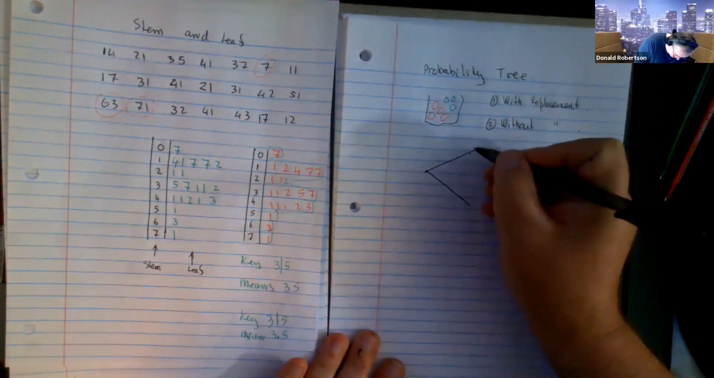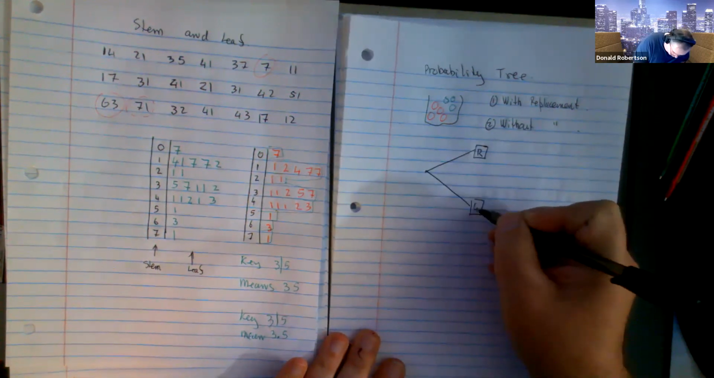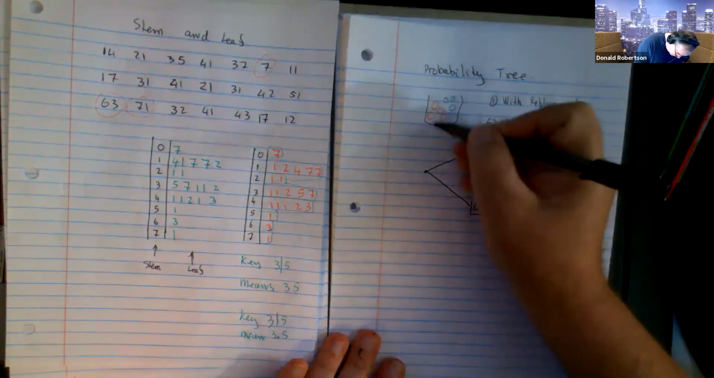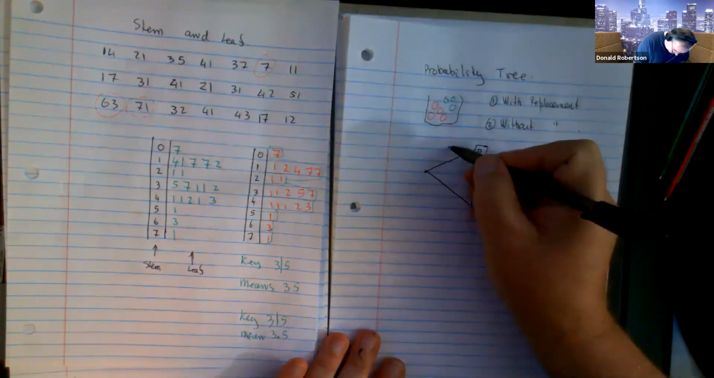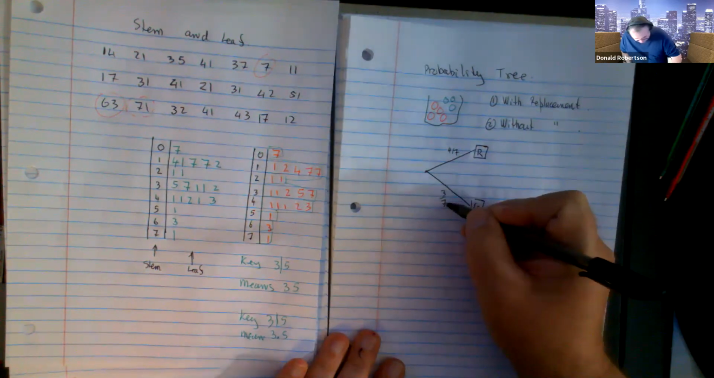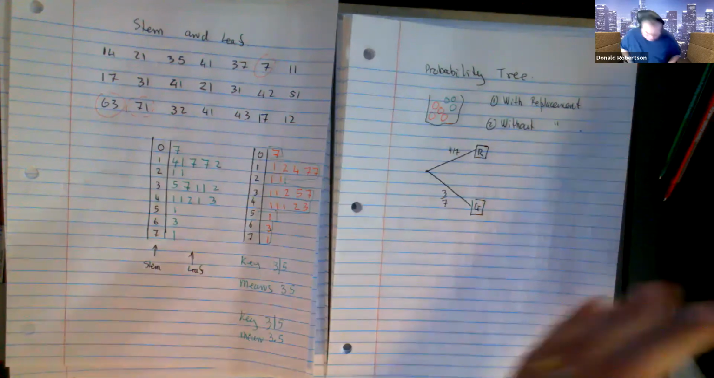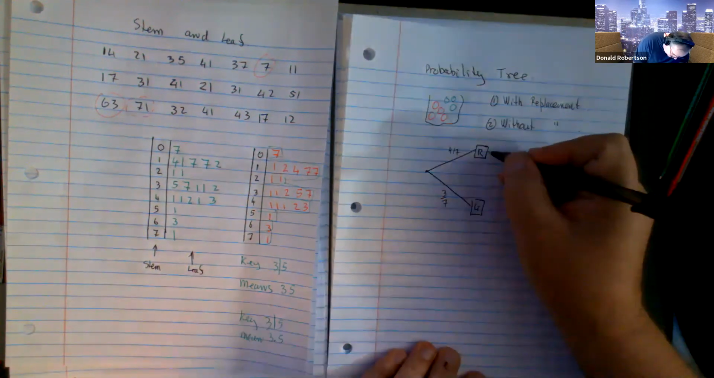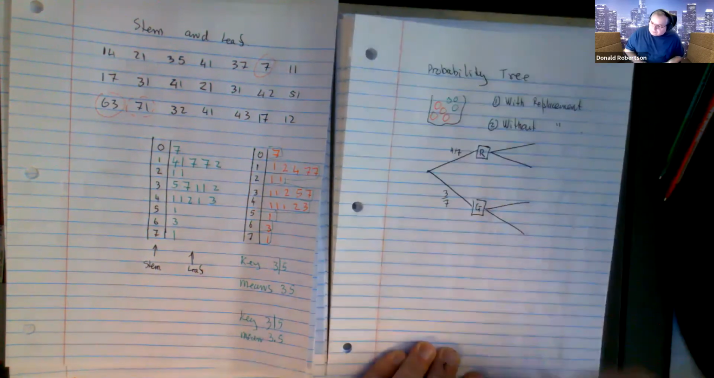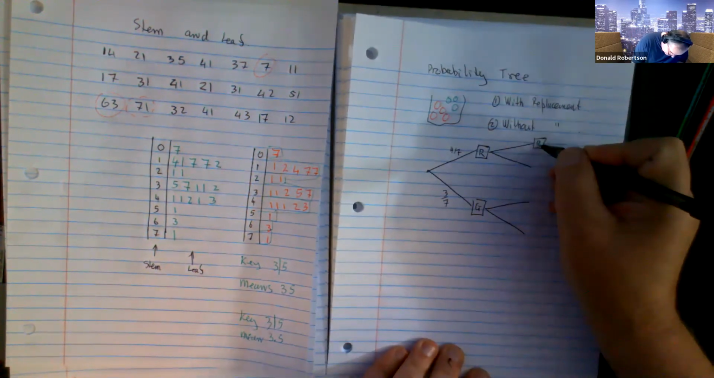So the first bead could be red or it could be green. Now, what's the chances that I pick a bead out of this bag and it's red? And the answer is what? 4 out of 7. And what's the chance it's green? It's 3 out of 7. So you write the probabilities on the road that leads to it. And then you do a second situation. And the second bead could be red or green again.